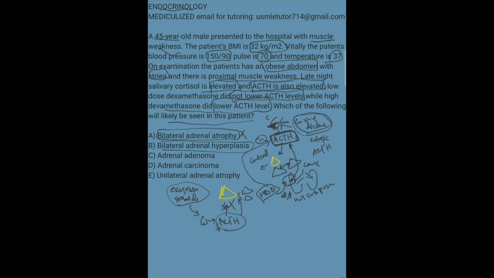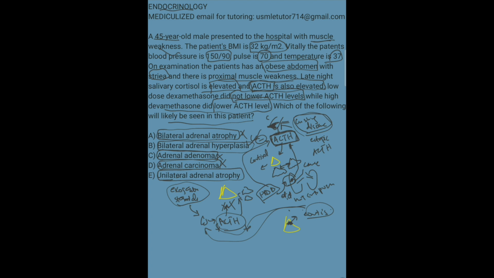Then bilateral adrenal hyperplasia, as we discussed, is the right option. Then adrenal adenoma. If the adrenal has a tumor and it is producing cortisol, this cortisol is going to go to the pituitary and suppress ACTH. So that's actually going to present with low ACTH. Then another option is adrenal carcinoma. Again, the same: if there is a carcinoma producing cortisol, the cortisol is going to suppress ACTH, so ACTH should be low. In the question, it is high. Then unilateral adrenal atrophy. So this is interesting.